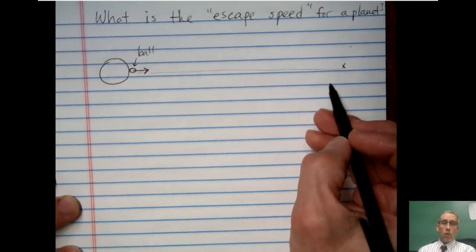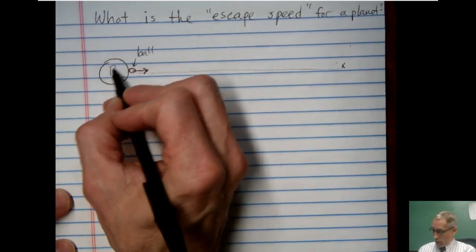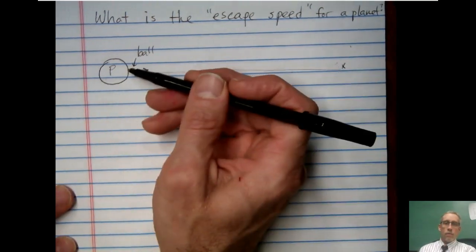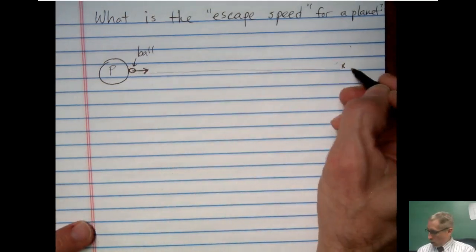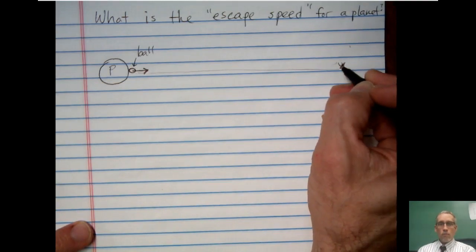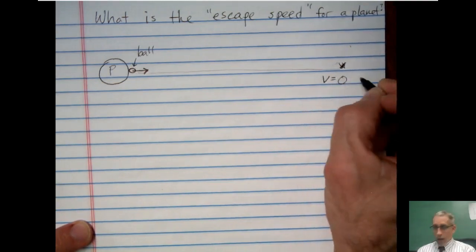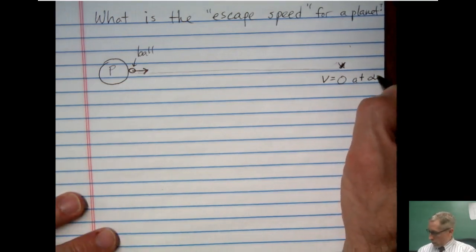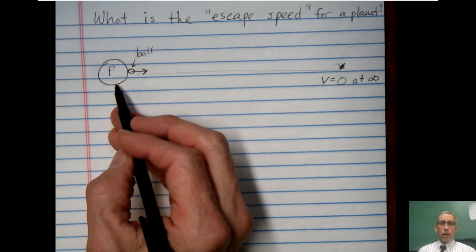It's going to be getting slower all the time, of course, because the force of gravity provided by this planet is accelerating the ball towards the planet, making the speed get slower. But what we want to happen is it will slow down to the point of reaching zero speed, so v equals 0, when it gets infinitely far away. So we'll say at infinity. Well, what else do we know about the ball when it's infinitely separated from the planet?